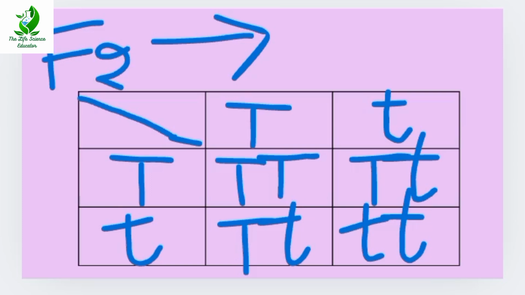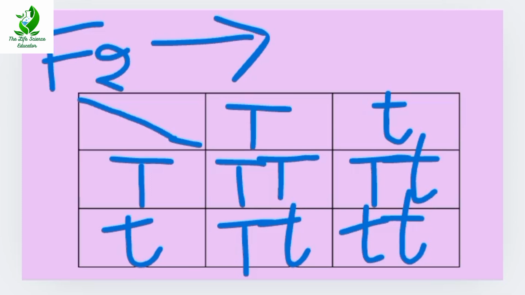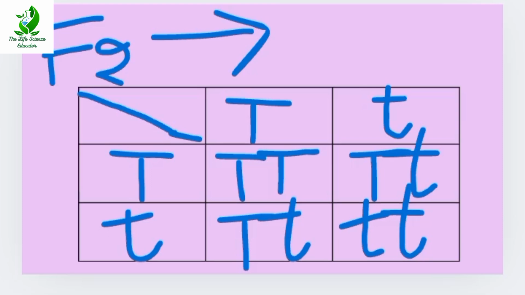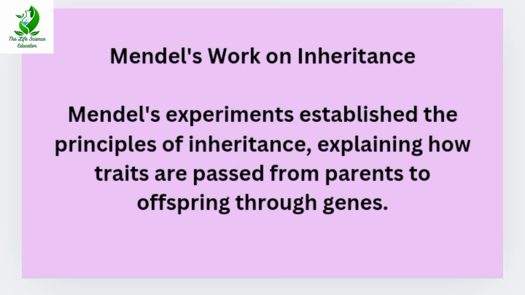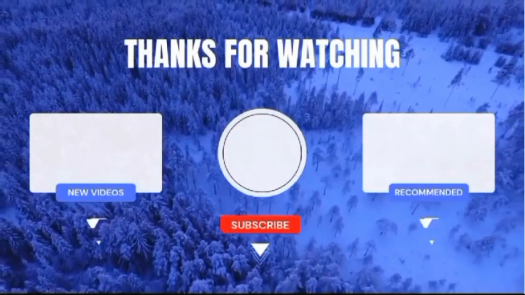Here you can see capital T and capital T small t. Capital T is the dominant character and small t is the recessive character. So in the F2 generation, he got the phenotypic ratio, that is 3:1. And Mendel's experiments established the principles of inheritance, explaining how the traits are passed from parents to offspring through the genes.